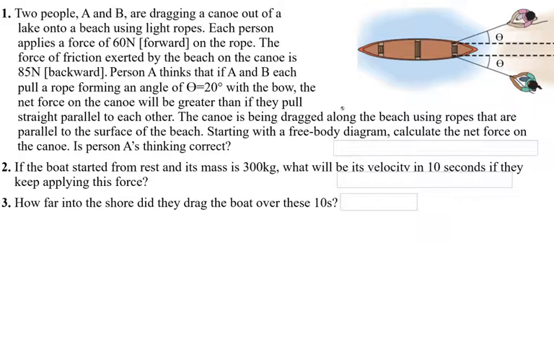Each person applies a force of 60 newtons on the rope. The force of friction exerted by the beach on the canoe is 85 newtons. So the friction is given, 85 newtons. I'm going to put the friction force right away. This is the kinetic friction, right? So the friction is there, and it is 85 newtons. Each person is exerting a force of 60 newtons, so this one is 60 newtons, and this one is 60 newtons.